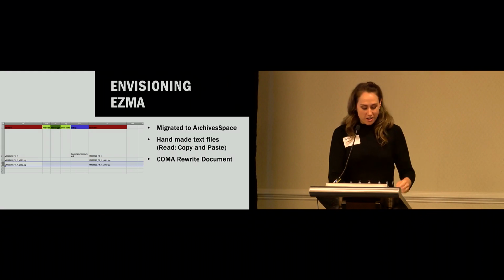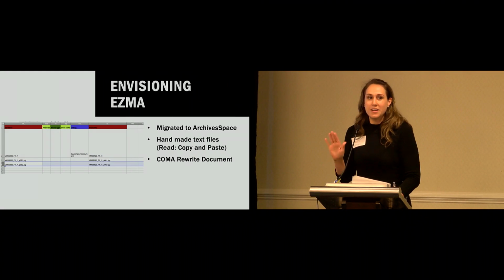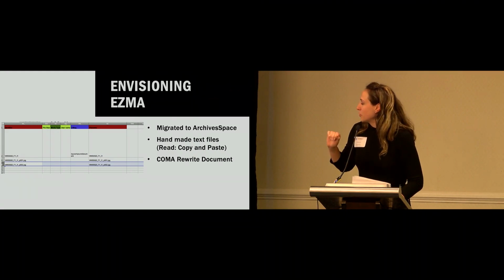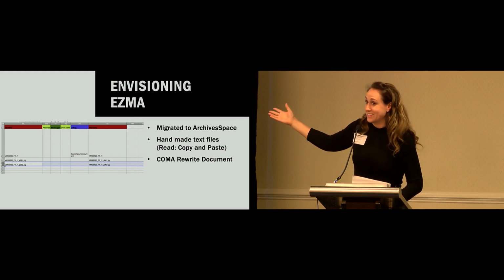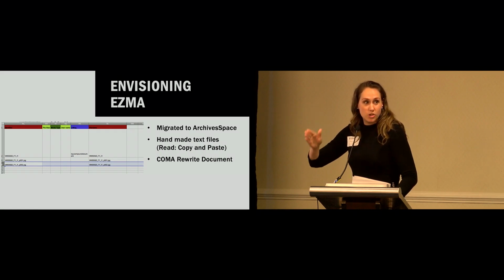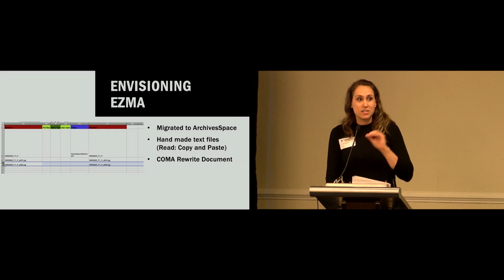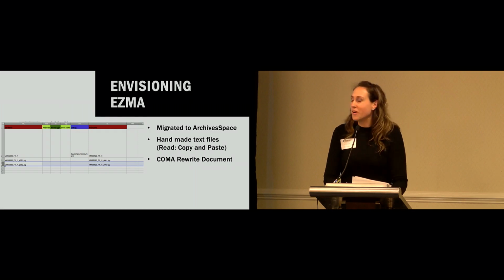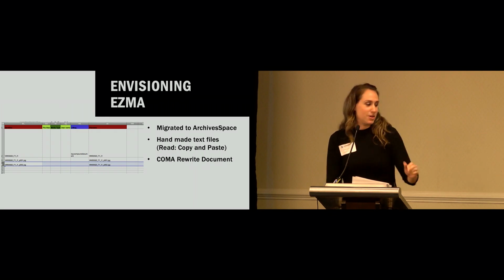So we moved over to ArchivesSpace, and when we first moved, we didn't have a program, so we had to painstakingly create handmade text files from the ArchivesSpace metadata. So we used just an Excel spreadsheet that was color-coded with where the student employees needed to get that metadata from, which area, and they would make all of them. So that meant a lot of problems because ContentDM is really fussy, and if there's any problem with the text file, it will not upload. So it was not the best. So we spent our time quickly to come up with a rewrite document of Coma to make EZMA.